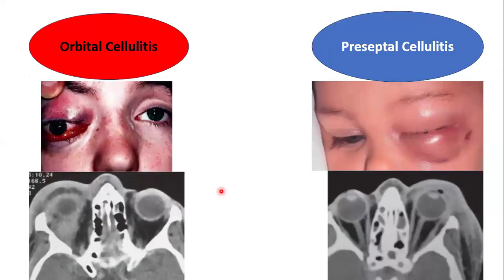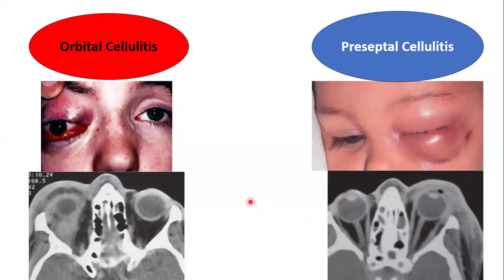So here, these are two examples. That one, orbital cellulitis with proptosis, conjunctival chemosis, severe lid erythema, and here the CT showing the infection involving the orbital contents. But here, preseptal cellulitis, severe lid swelling, but the inflammation does not involve the orbit. It's only before the orbital septum.